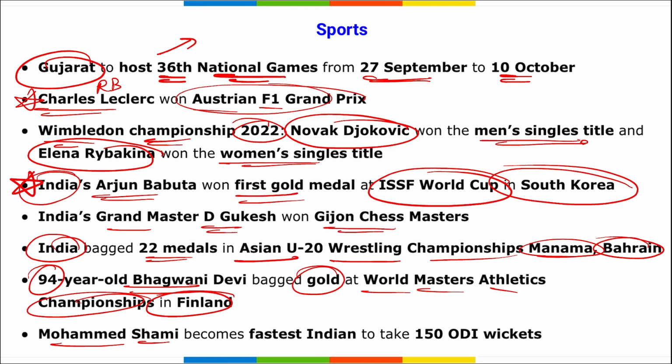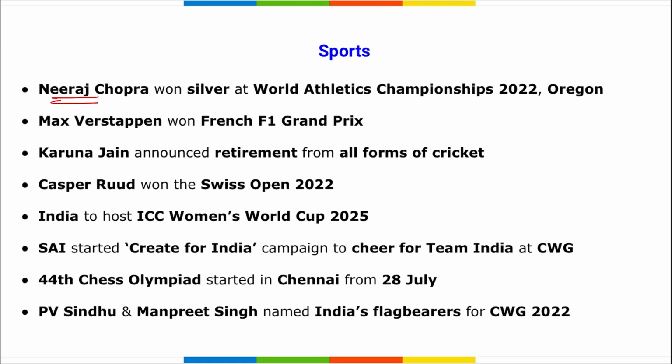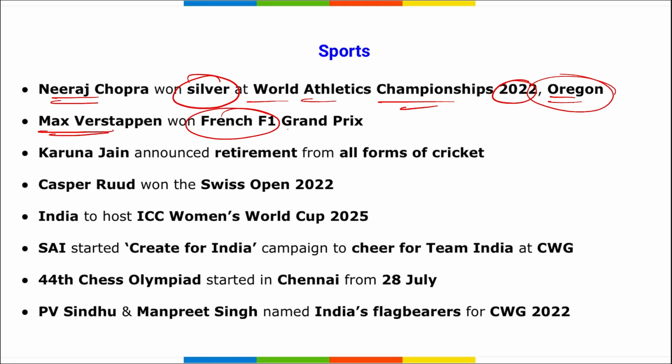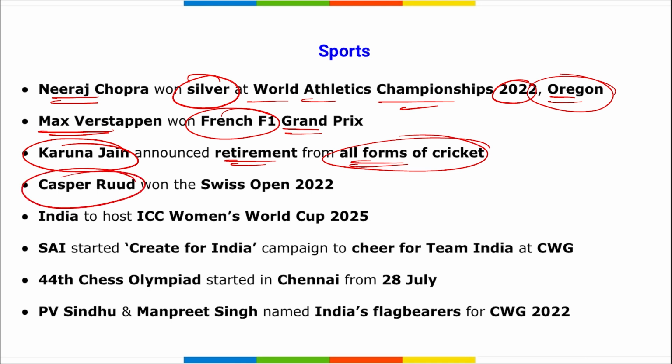Then Mohammed Shami became the fastest Indian to take 150 ODI wickets. Next, Neeraj Chopra has won the silver at the World Athletics Championship 2022 that was held in Oregon. Max Verstappen has won the French F1 Grand Prix. Jhulan Goswami has announced retirement from all forms of cricket. Casper Ruud has won the Swiss Open Chess 2022. Then India to host the Women's ICC World Cup in the year 2025.